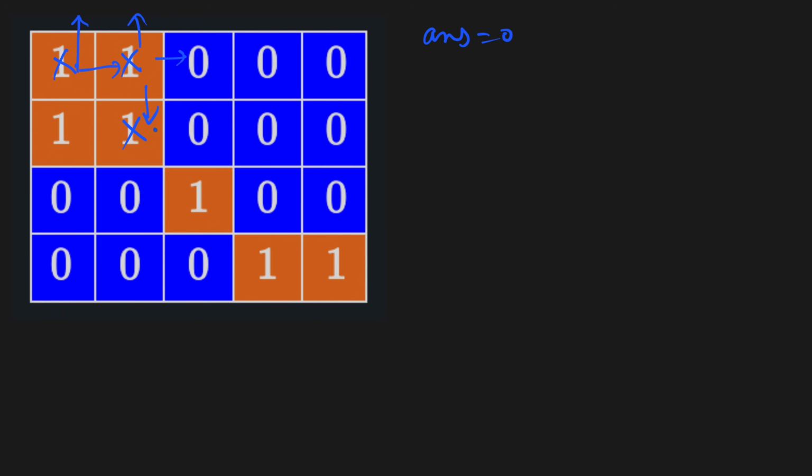Then again from this cell we try to go up, this is a water cell now, so we cannot go here. Then we try to go right, and that is also a water cell, so we skip it. Then we go down, this is also a water cell, and then we go towards left, and this is a land cell, so we go here and sink it.